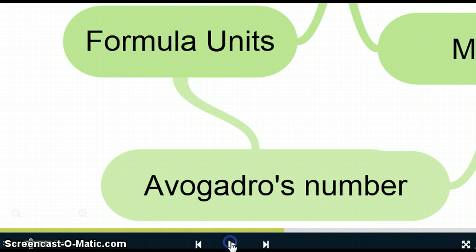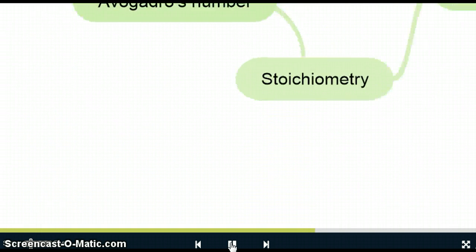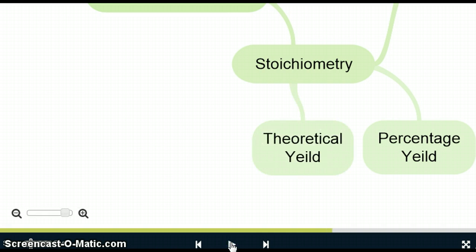Again there we can see that the formula units and the molar mass, the number of moles, are related together by Avogadro's number. Again, we can see the number of moles, which we saw earlier, is related to the molar mass by grams, and then that is related to stoichiometry. So in stoichiometry, what can you actually do?